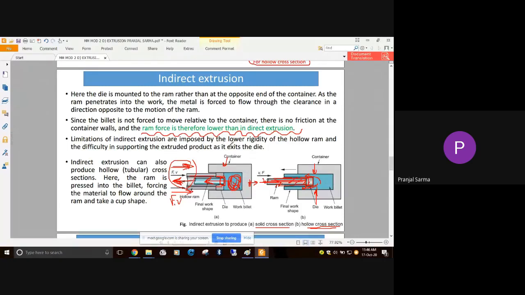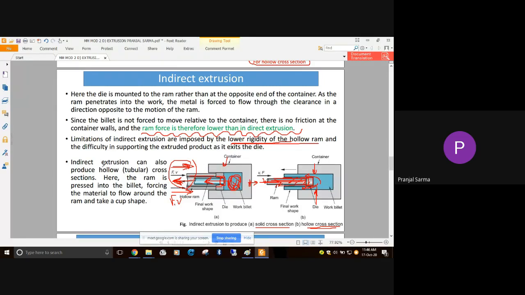And as we are already using the ram itself, and in the ram itself we have got the die cavity, it is itself acting like the die cavity, so it becomes hollow. Because of that, the rigidity of the ram itself gets somewhat diminished, and because of that, some problem is there. That is the main thing.